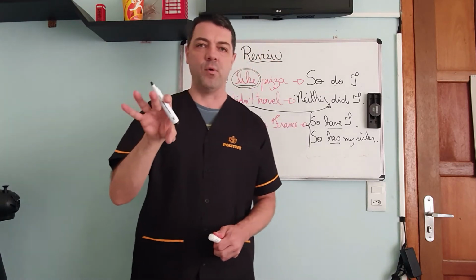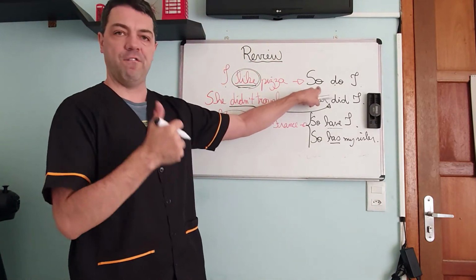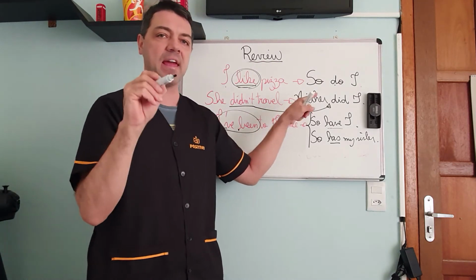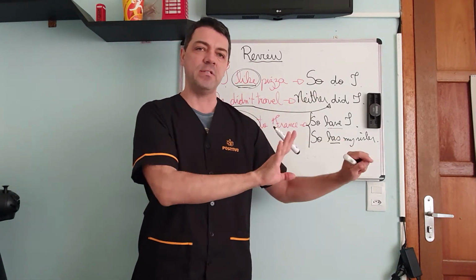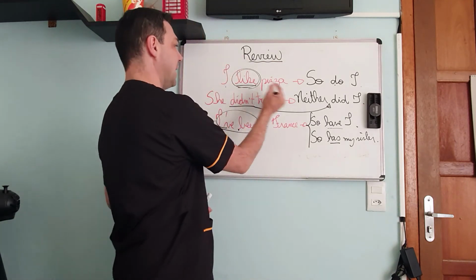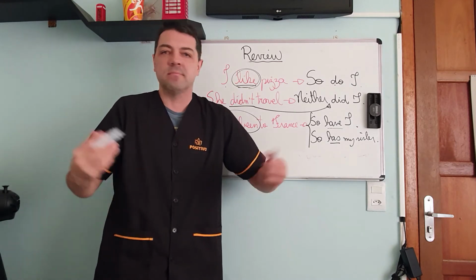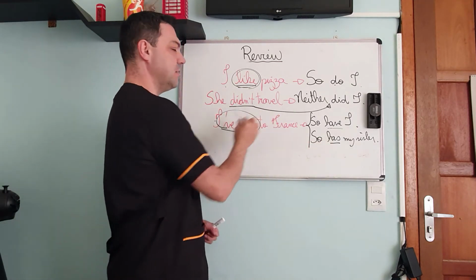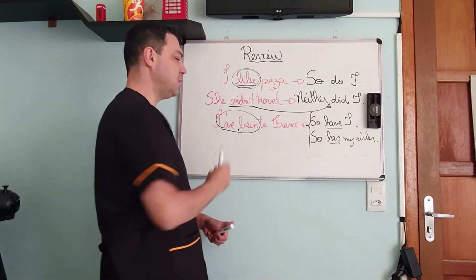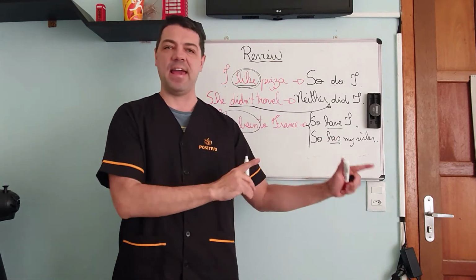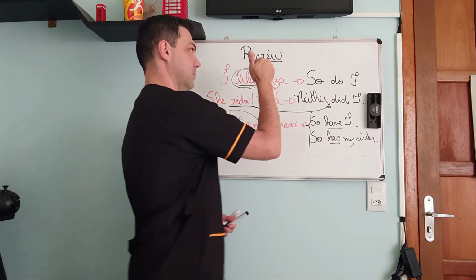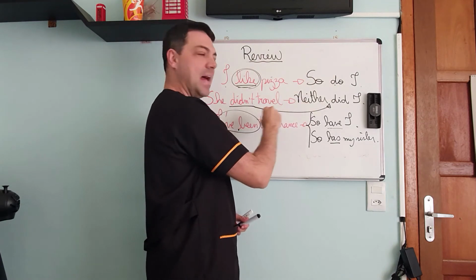Okay, guys? Agreeing, use "so" for the affirmative, and "neither" you agree in the negative. Be careful not to confuse. Agree is one thing, disagree is another thing. So let's disagree. I like pizza. I would disagree saying I don't. She didn't travel. I would disagree saying I did. I've been to France. I disagree saying I haven't. And this is the way you agree or disagree. Perfect? Can I erase that?